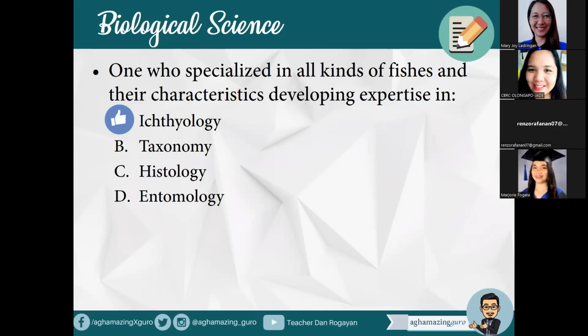Modern taxonomy. How do you call the study of tissue? Carolus Linnaeus. Histology, study of tissues. Study of insects naman. How do you call the study of insects? Entomology. Correct. Entomology. Alright? That's correct. Okay, question. Ano naman ang tawag sa mga animals na kumakain ng insects? How do you call the consumer that feed on insects?